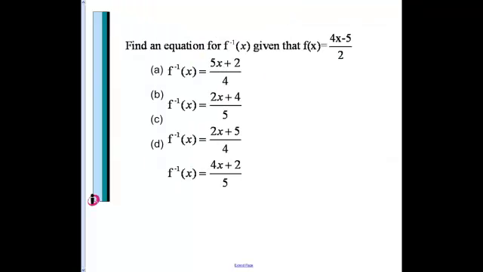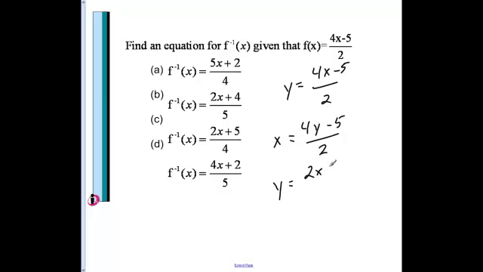So let's find the inverse function here. If we substitute y in place of f of x, and then we interchange our x and our y's, and we solve for y, we're going to end up with y is equal to (2x plus 5) over 4, and we write the inverse notation, (2x plus 5) over 4, and we select the correct answer.